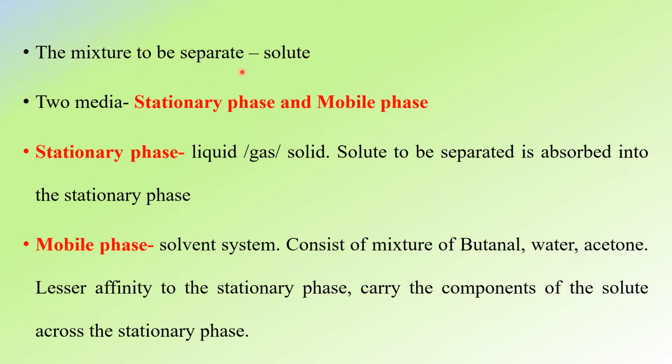The mixture to be separated is called the solute, that is, the sample. In the chromatography technique we use two types of media. One is the stationary phase, another is the mobile phase. The stationary phase may be liquid, gas or solid. The sample is absorbed into the stationary phase and separated. The mobile phase is a solvent system. It consists of a mixture of butanol, water and acetone, and has lesser affinity to the stationary phase. It helps to carry the components of this mixture, that is the sample, across the stationary phase.